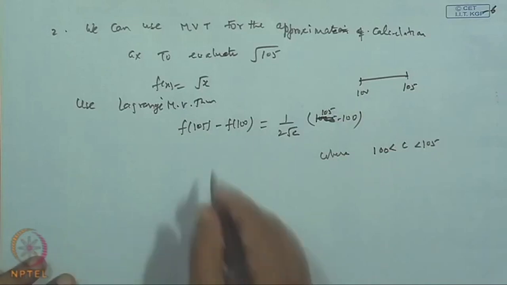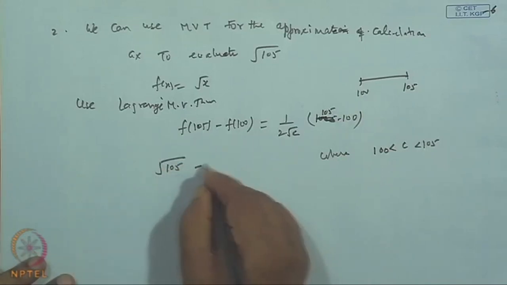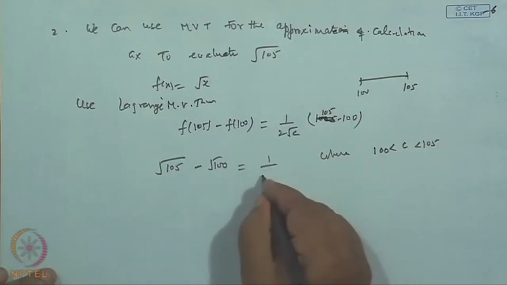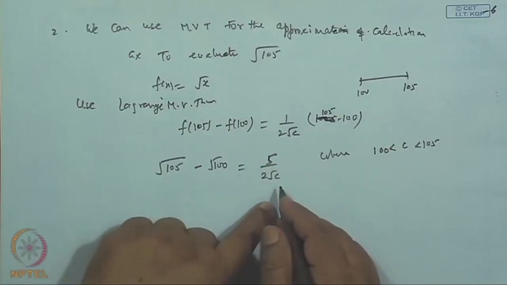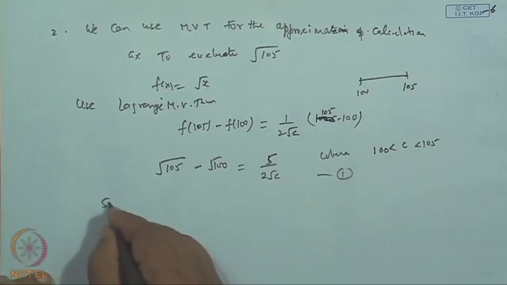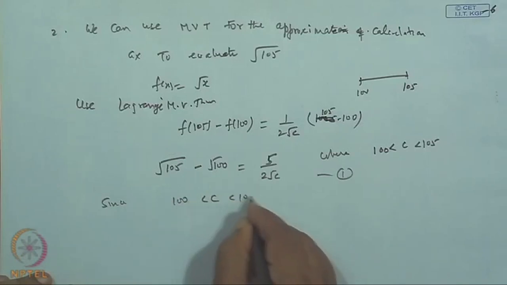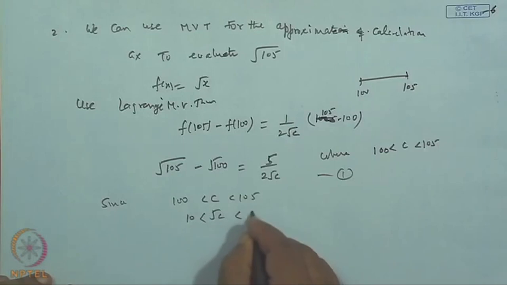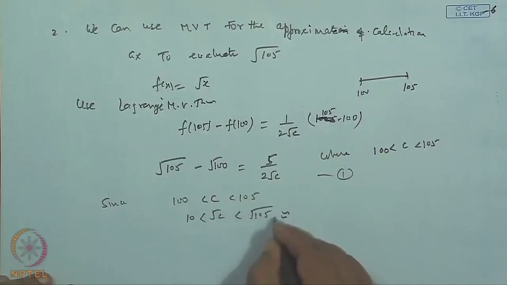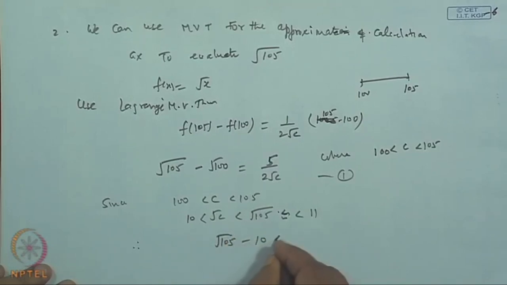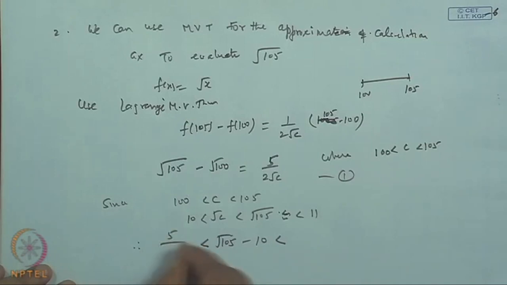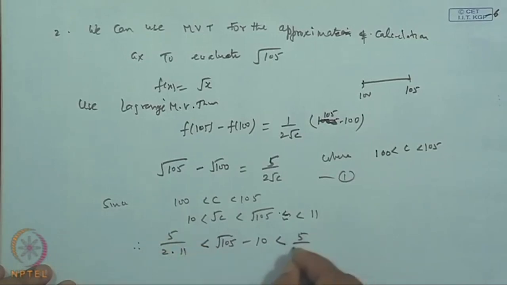So, what is this? This is equal to 1 by 2 root c into 5, so 5 by 2 root c. We can approximate root c now. Since c lies between 100 and 105, root c will lie between 10 and under root 105, which is approximately or less than say 11. So root 105 minus 10 will lie between these two bounds: 5 over 2 into 11 and 5 over 2 into 10.